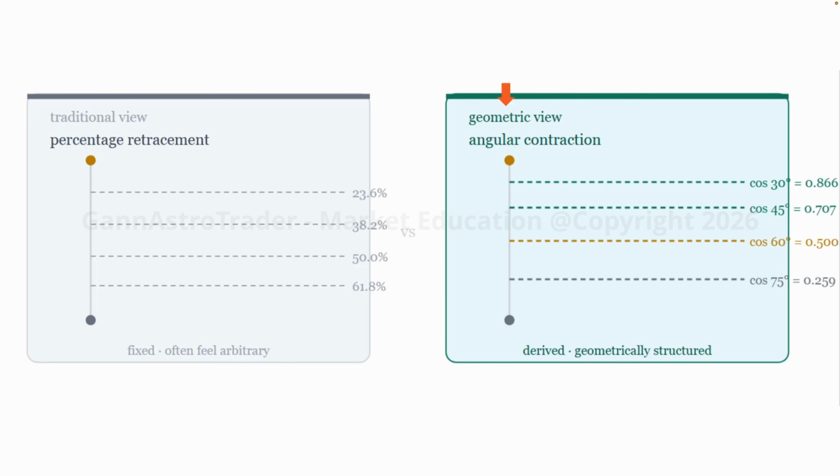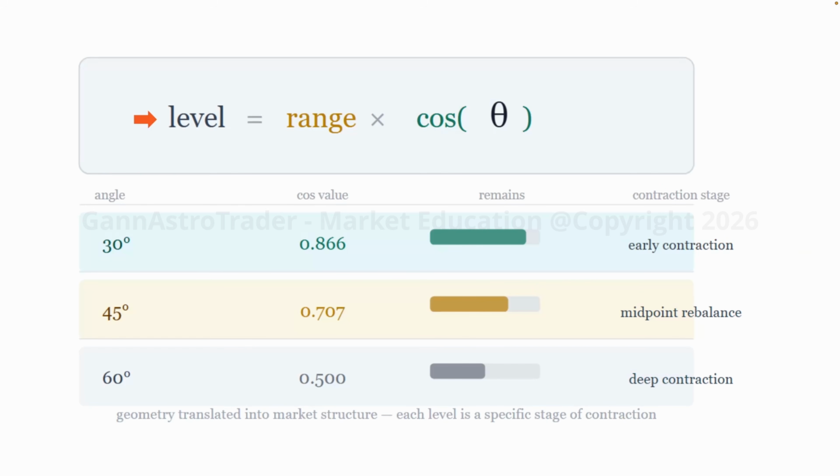Traditionally, retracement is measured using percentages, but these percentages often feel arbitrary. From a geometric perspective, retracement can be seen as angular contraction. Each level represents how much of the original movement remains. Instead of relying on fixed or predefined ratios, we derive retracement levels directly from angle. This means we are no longer assuming where price might react. We are calculating it based on the structure of the movement itself.